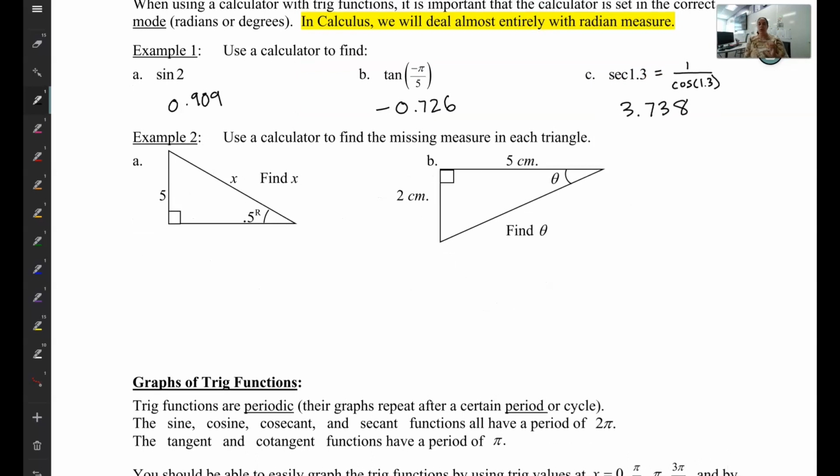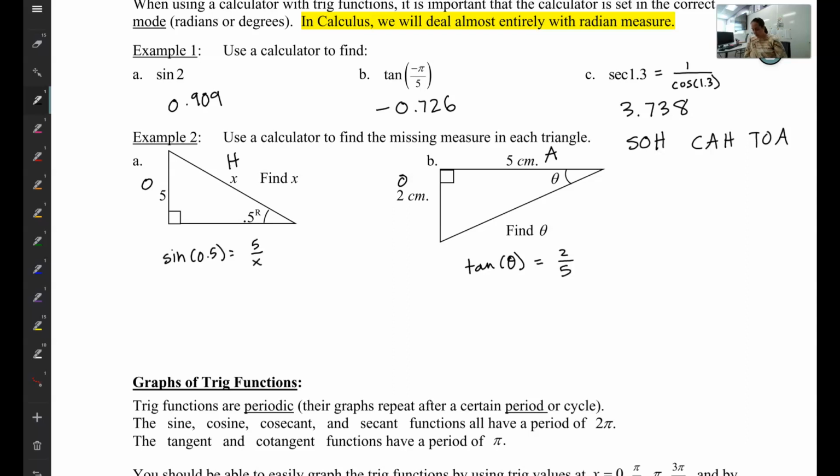Next, example 2. Now we're setting up SOHCAHTOA equations and then solving them. So what I want you to do, look at these, think SOHCAHTOA, and just set up the equation first. So we're going to label this opposite, hypotenuse. This one is opposite the angle and adjacent to the angle. And then set up the equation. Don't solve it yet. Let's just check that you can set it up correctly. So pause the video and do that.